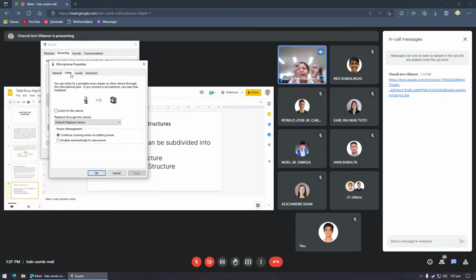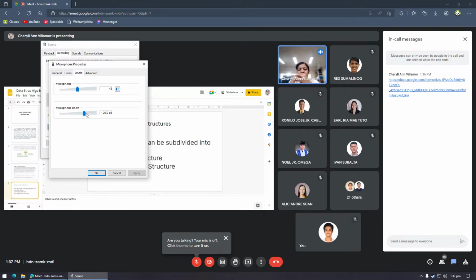So, this is my hanging question. Linear data structure, and then non-linear data structure. All you have to do, class, is to study or read what I mean.